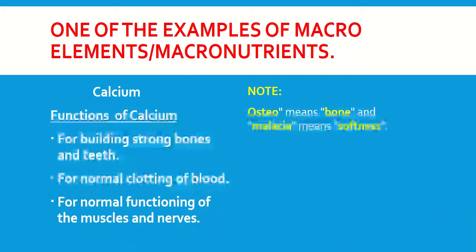One of the examples of macro elements or macronutrients that I would like to discuss is calcium. Functions of calcium: 1. For building strong bones and teeth. 2. For normal clotting of blood. 3. For normal functioning of the muscles and nerves. Children, I want you to note that osteo means bone and malacia means softness.